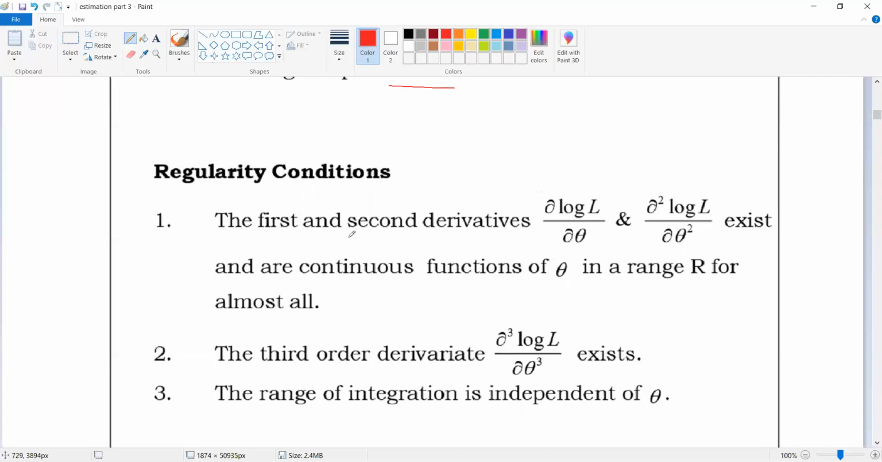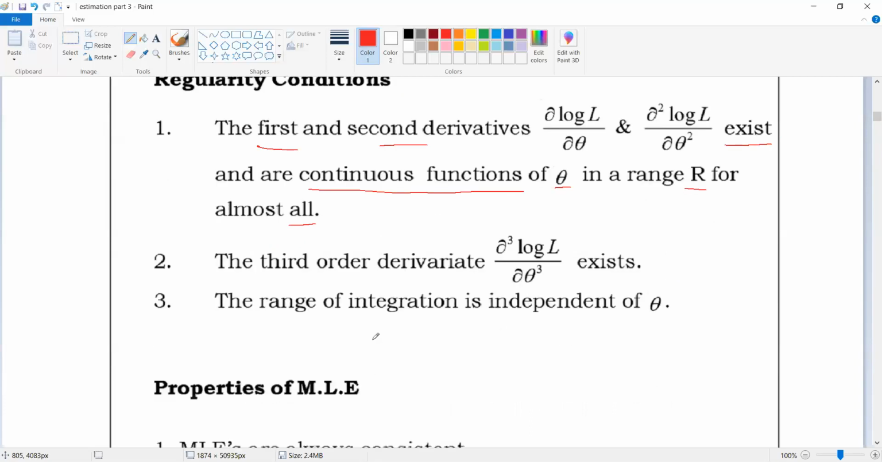Regularity conditions. Before applying the MLE, the following assumptions must be satisfied. First derivative and second derivative exist. First derivative means dou log L by dou theta, either a partial or general differentiation. So dou log L by dou theta and dou square log L by dou theta square exist and are continuous functions of theta. Differentiable functions are continuous; the converse may not be true. So in the range R for almost all x. This is the first assumption: the first derivative and second derivative must exist.